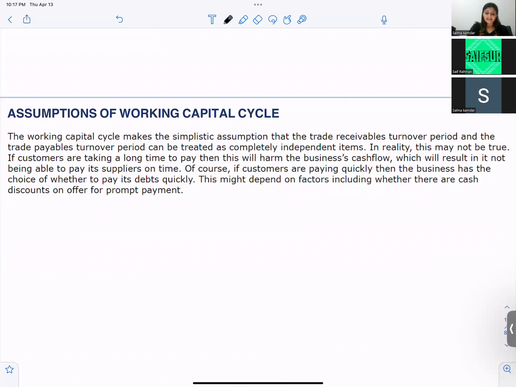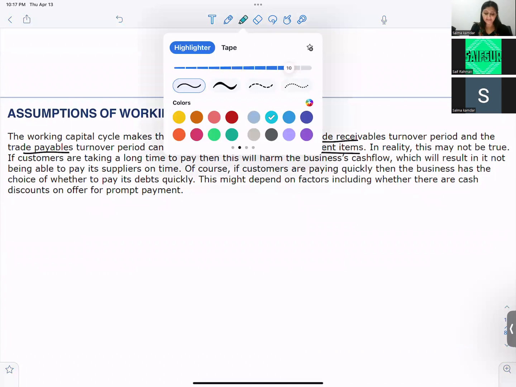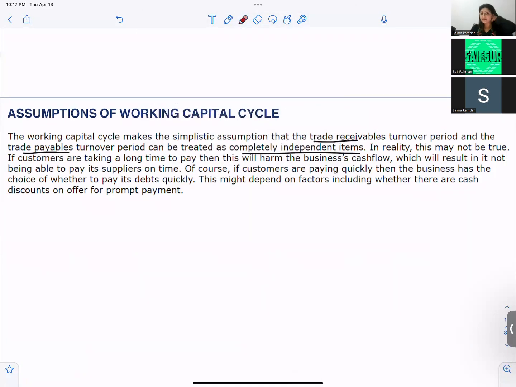Assumptions. It treats trade receivable and trade payable as completely independent items. You need to memorize it. What are the assumptions of the working capital cycle ratio? It treats the trade receivable turnover period and the trade payables turnover period as completely independent items.